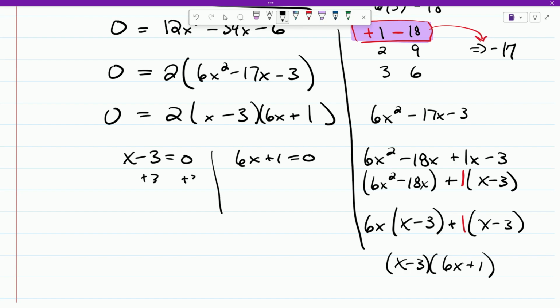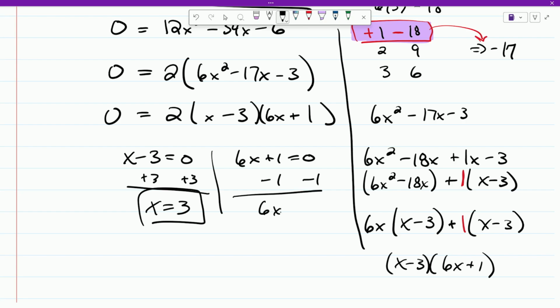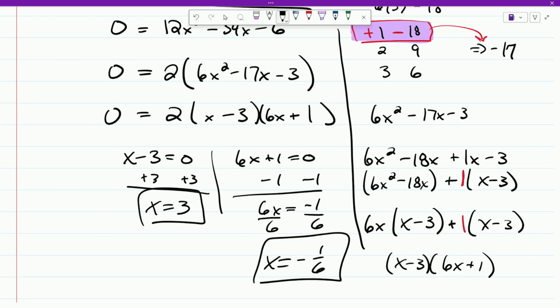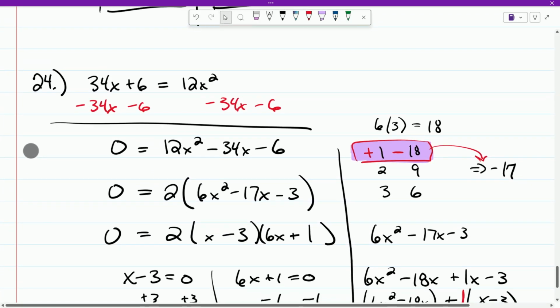And we go ahead and solve. Add 3 to both sides. We get x equals 3. Subtract 1 from both sides. That gives you 6x equals negative 1. And then divide both sides by 6 to give you x equals negative 1/6. Okay, so that was number 24.